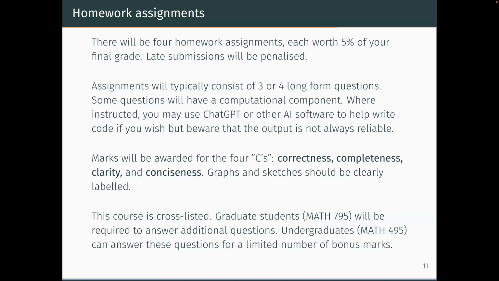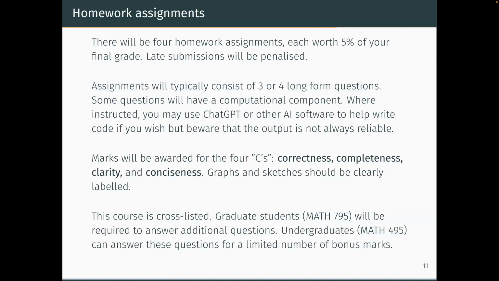Okay. In terms of marks, I'm going to be thinking about correctness, completeness, clarity, and conciseness. So make sure you haven't got pages of rambling answers. Equally, that things are clear, as well as being complete and correct. I'll talk about this in a moment, but graphs and sketches should be clearly labeled as well.